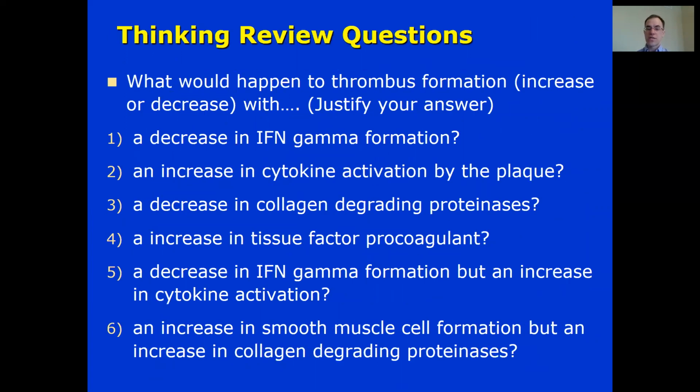Once you have a good understanding of the steps after practicing putting them in your own words, as well as the practice on Blackboard, it's time to do the thinking review questions. Again, take a moment to do these questions, and then you can refer to the video on the thinking review questions on the fibrous cap to make sure that you have a good understanding of this.